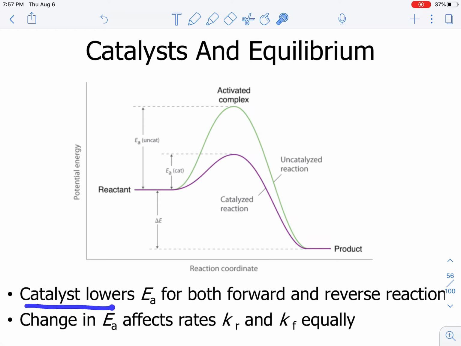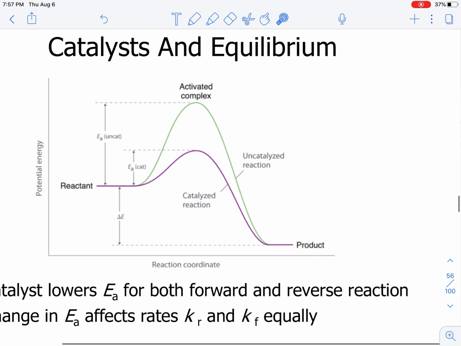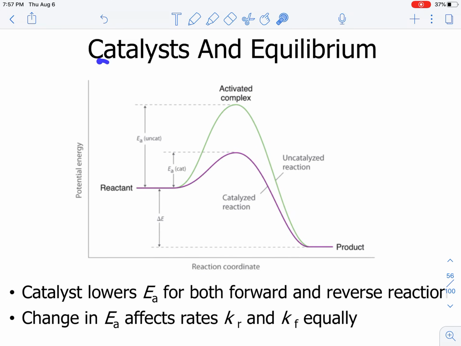And so when a catalyst lowers the activation energy, it doesn't only lower the activation energy in the forward direction, but it also lowers the activation energy in the reverse direction. If we follow that path in purple from reactants to products, we can follow the same path in the reverse direction. And so since the same path is followed, the catalyst also lowers the activation energy in the reverse direction.